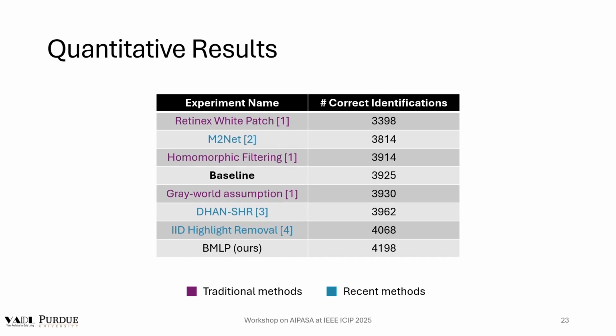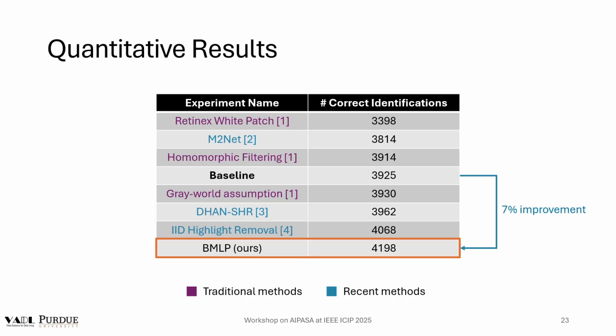First, we have the quantitative results. The baseline result is from the identification system without any color correction. The traditional methods are highlighted in purple, and the recent methods that use neural network models are highlighted in blue. Applying our color correction method results in the number of correct identifications improving by 7%, and our method performs the best here.